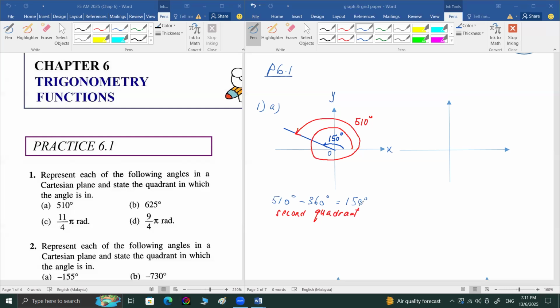Okay, can follow? Okay, have a try 625 and see. Then later only I show you C, then you try D. Okay, try 625. You see how many rounds. If more than 2 rounds means you minus 720. Okay? Yeah. So this one, if 1 round, you minus 360.